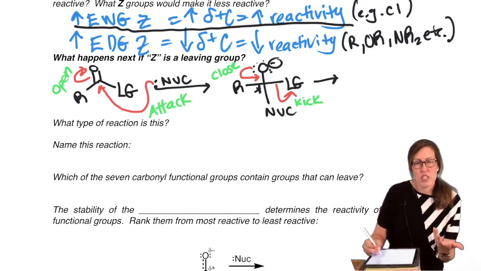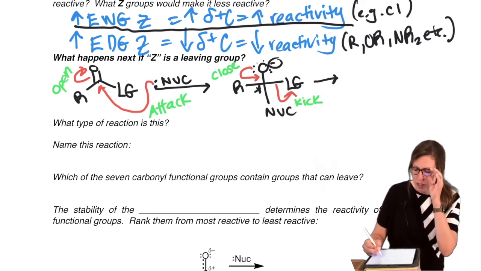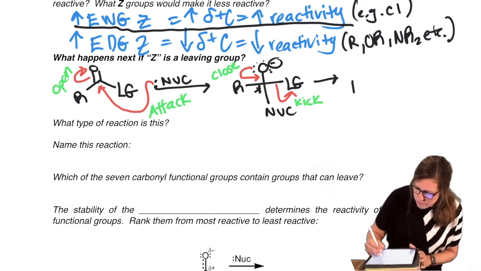And like the last chapter, for the most part, except for some of the unusual mechanisms, we did a lot of attack, open, protonate. So now we're going to do attack, open, close, kick, if there's a leaving group. Got to look for that. Those are our 2 main scenarios.